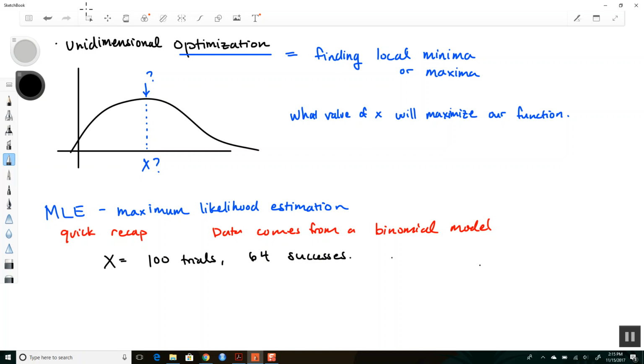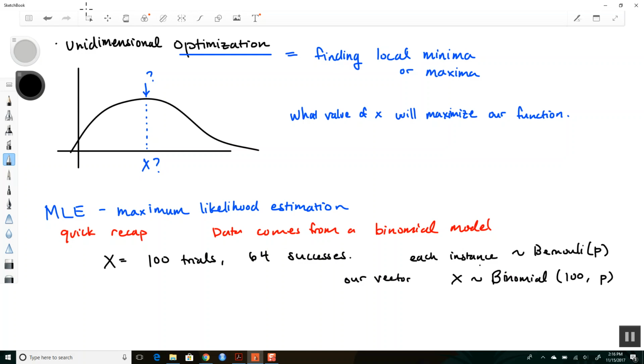So we're going to say each instance basically comes from a Bernoulli with parameter p, or we can say our vector x comes from what? Binomial with parameters 100 and p, right? So we have 100 trials and p.